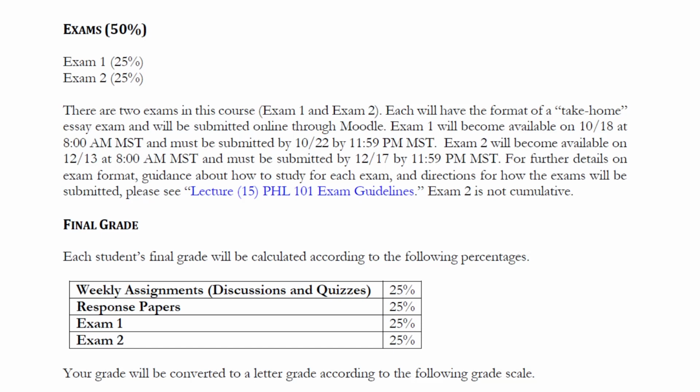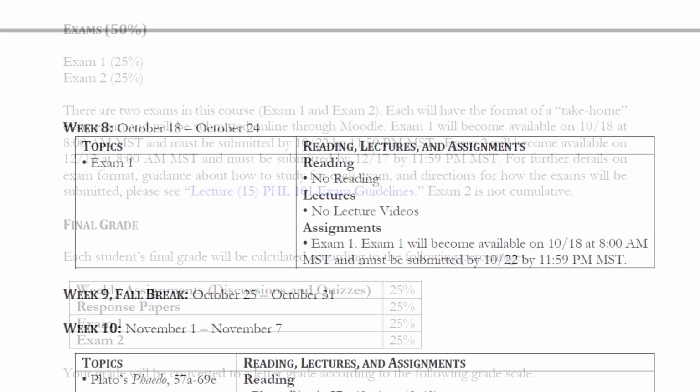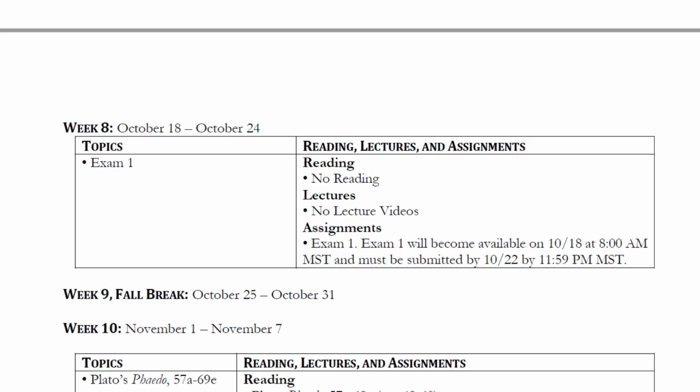There are 2 exams in the course, Exam 1 and then Exam 2. Exam 1 covers material in the first half of the class, while Exam 2 exclusively covers material in the second half of the class. This means that Exam 2 is not cumulative. There will be 1 week of the class devoted to each of the exams.